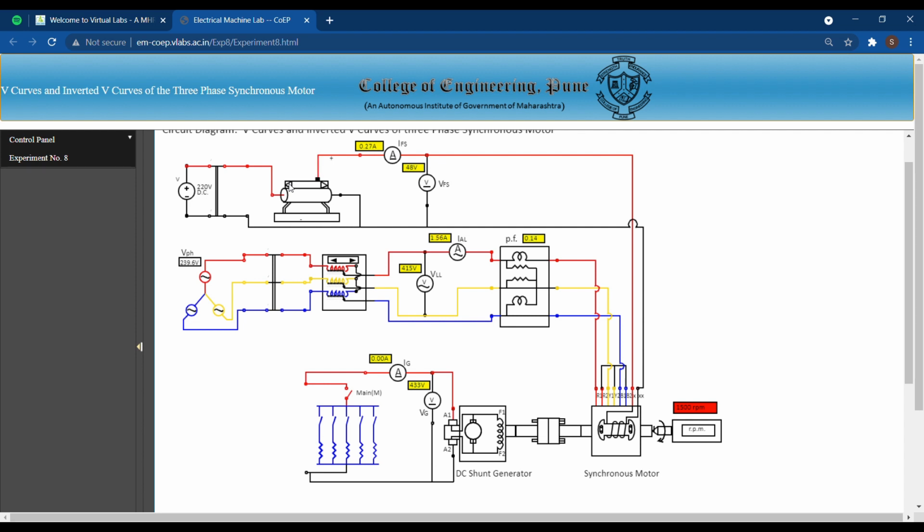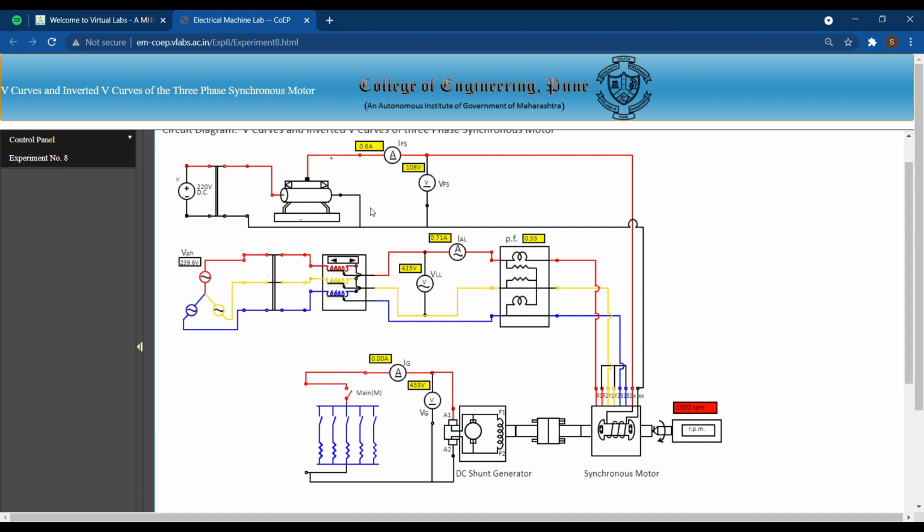As we can see, the power factor is increasing and the line current is decreasing. At some point the power factor will become maximum, as you can see now, and the line current will become minimum. Further, if we increase the field current, power factor will start to reduce and line current will start increasing.